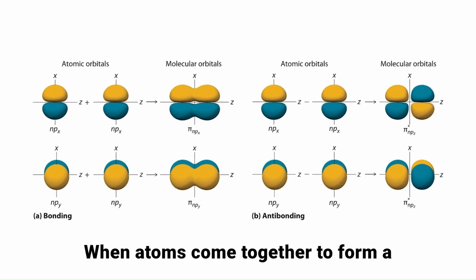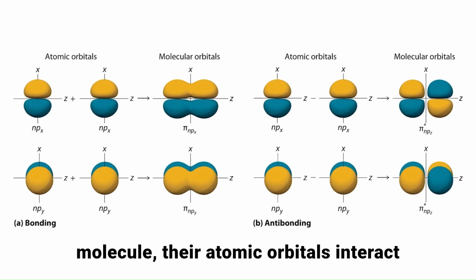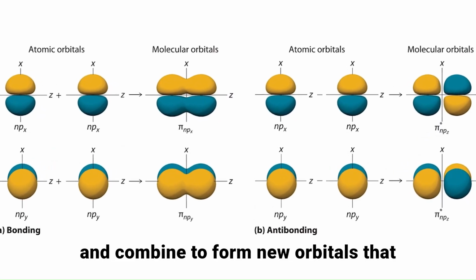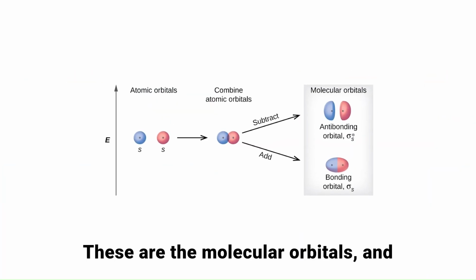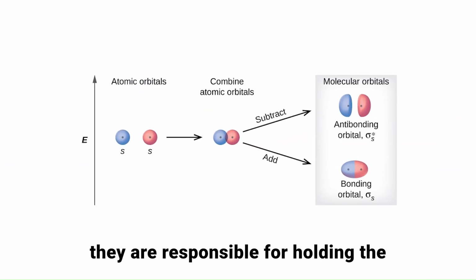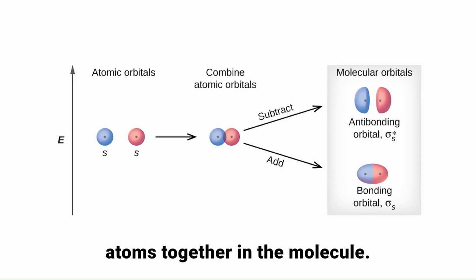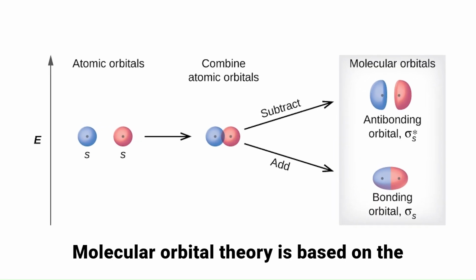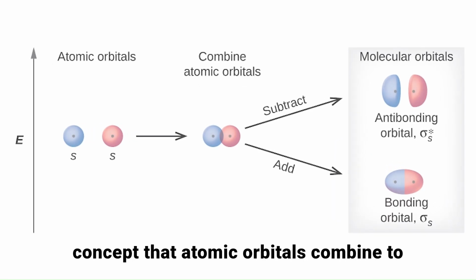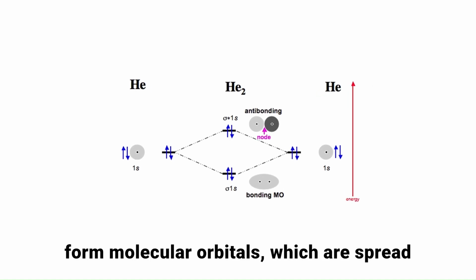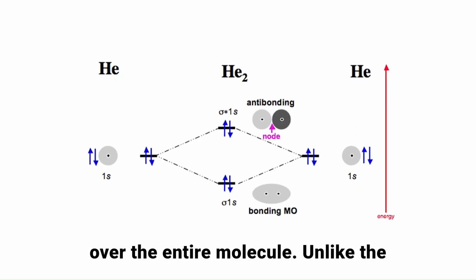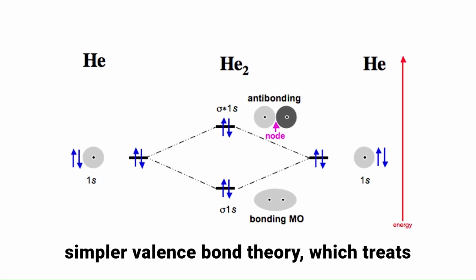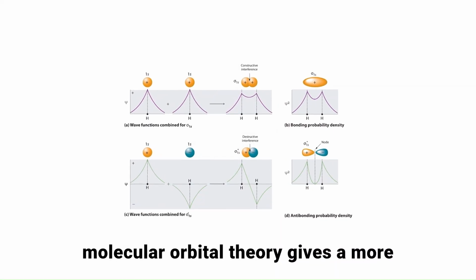When atoms come together to form a molecule, their atomic orbitals interact and combine to form new orbitals that belong to the molecule as a whole. These are the molecular orbitals, and they are responsible for holding the atoms together in the molecule. Molecular orbital theory is based on the concept that atomic orbitals combine to form molecular orbitals, which are spread over the entire molecule.